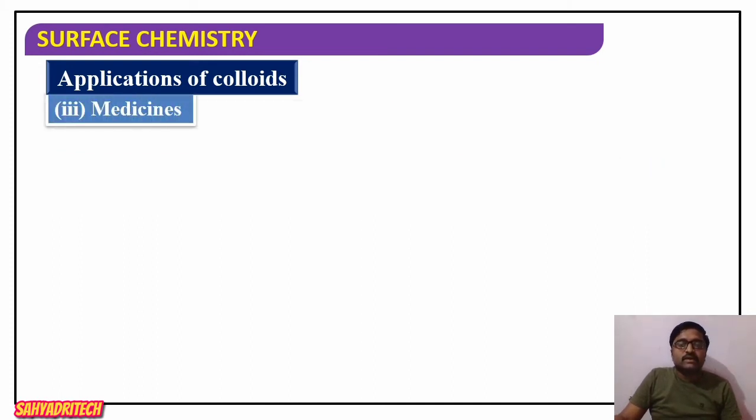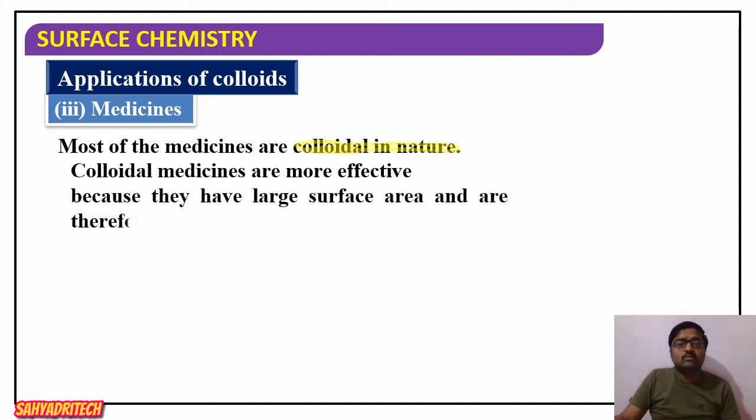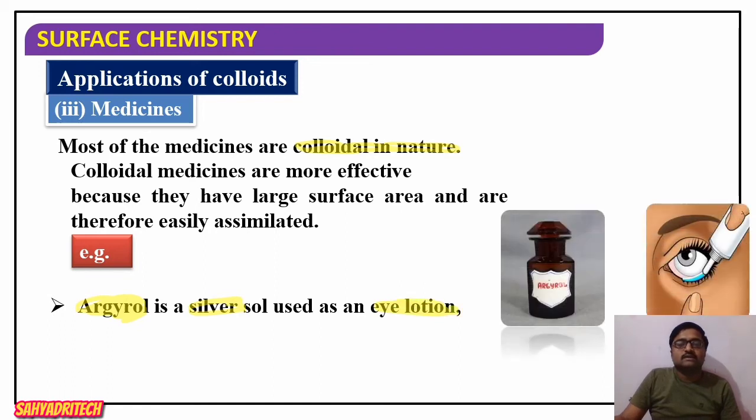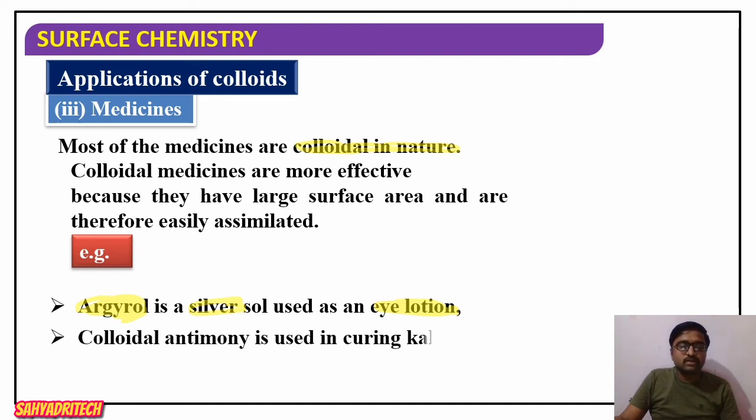Most of the medicines we use are colloidal in nature. These colloidal medicines are more effective because they have a large surface area and therefore they are easily assimilated. A well-known example is Argyrol, a silver salt which is used as an eye lotion. The next example is colloidal antimony, used in Kala-azar.